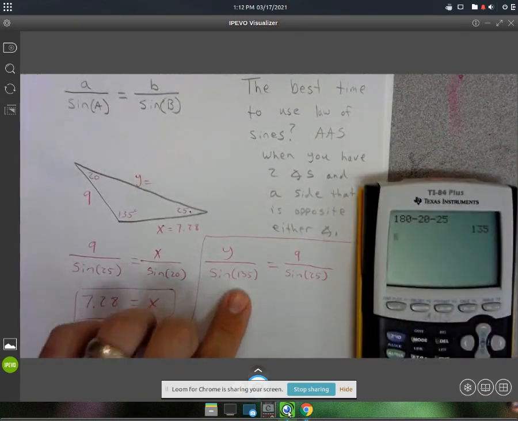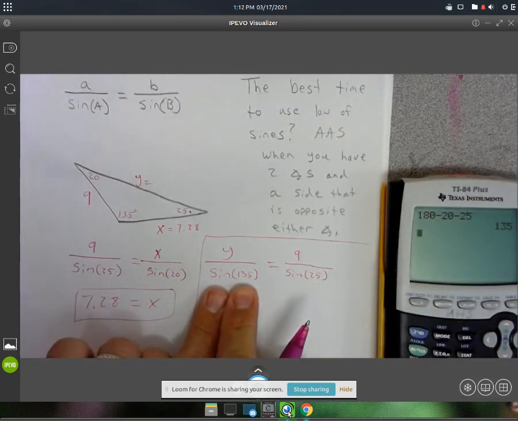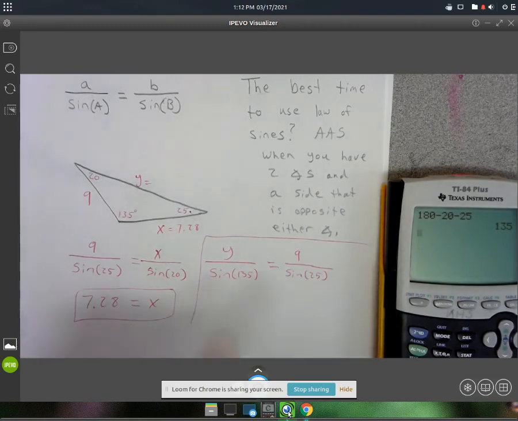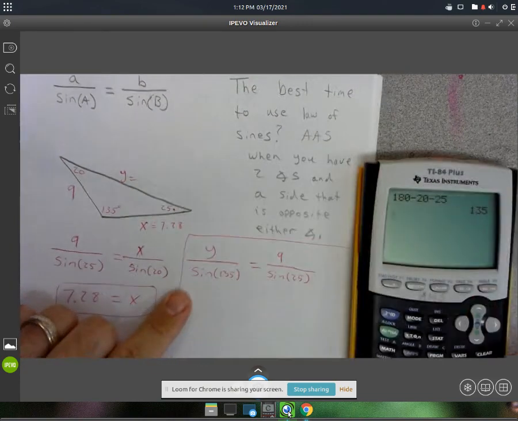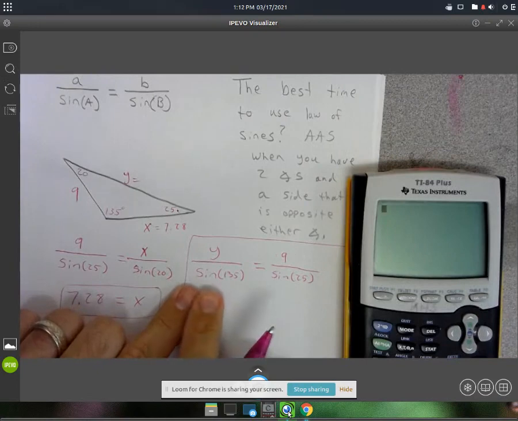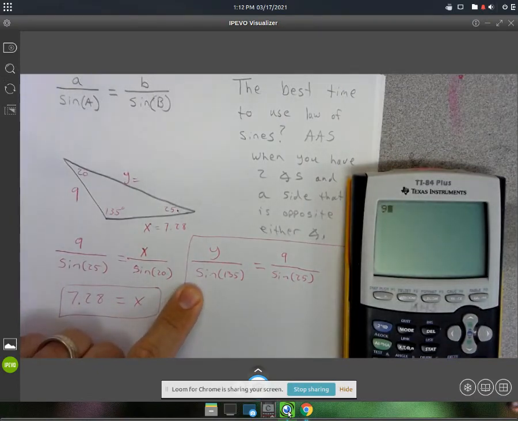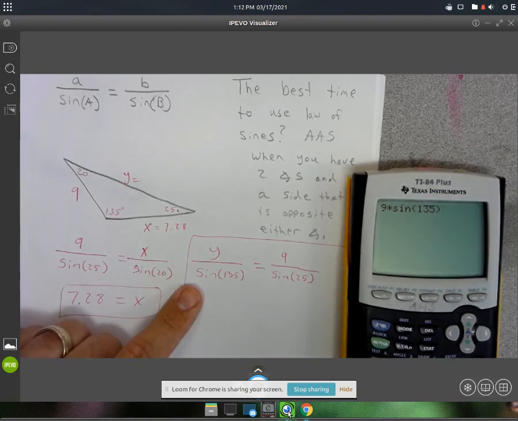To solve this, I would multiply through by the sine of 135. I said I was going to do something funky, but I am not going to do something funky. I'm just going to play the game. So I would multiply by the sine of 135 to clear it out of the denominator. 9 times sine... I was thinking to myself, oh, that's root 2 over 2, and so I was going to mess with that.